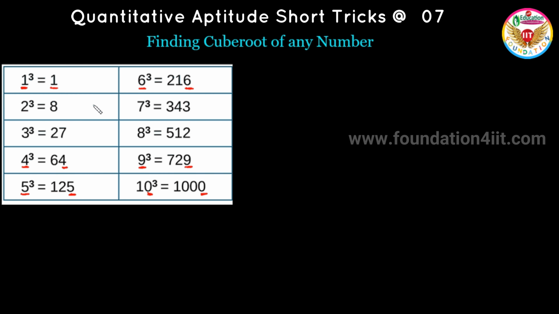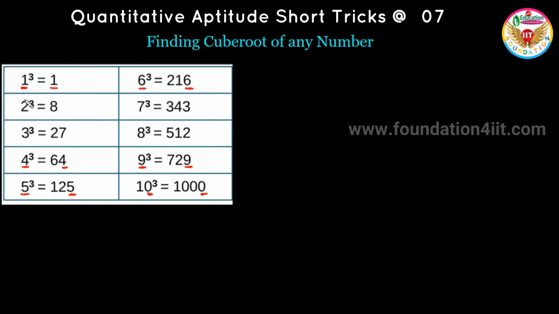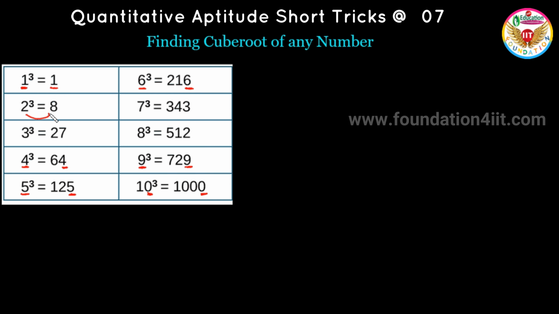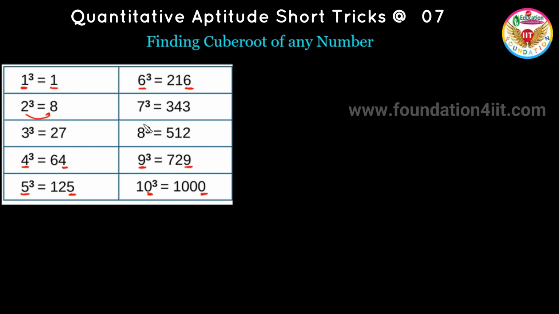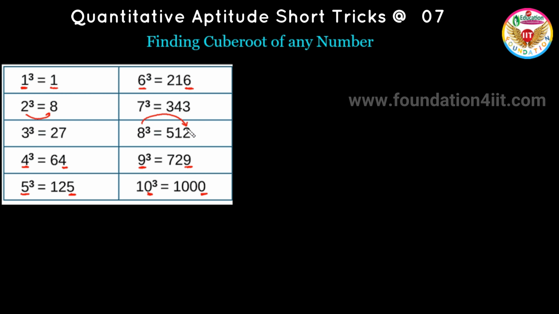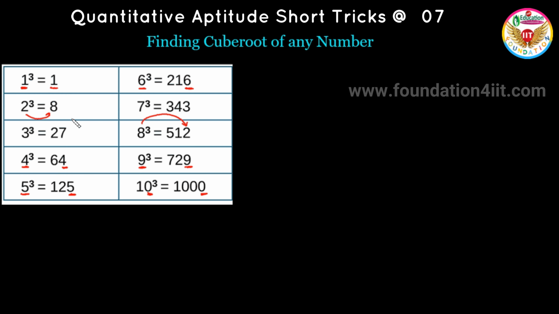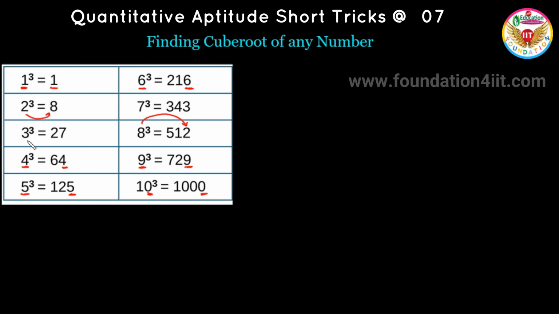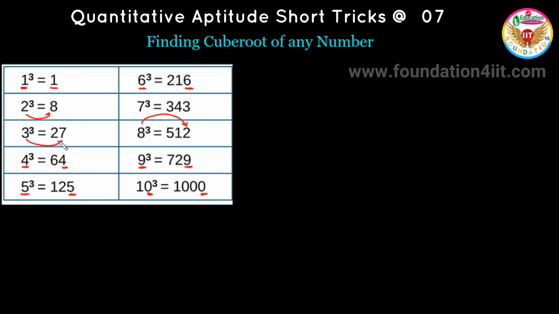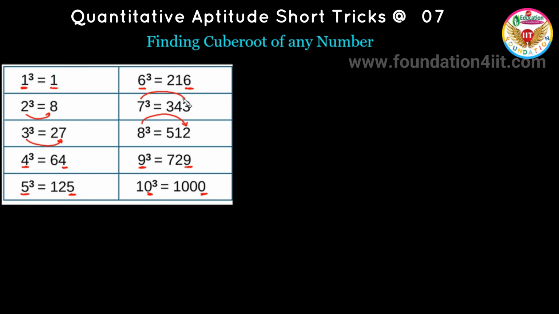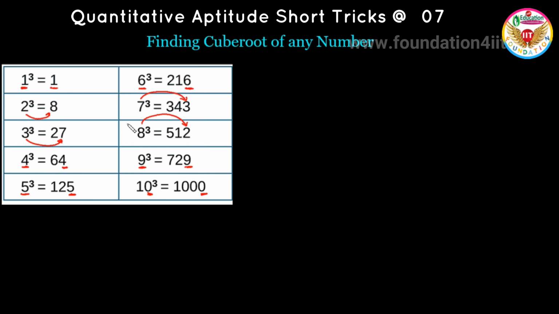And for the other numbers, if you observe the remaining 4 numbers, 2 cube ends in 8, and 8 cube ends in 2. So for 2 we got 8, for 8 we got 2. Next, 3 cube ends in 7, and 7 cube ends in 3. Okay, that you remember. Remaining all are the same. Only for 2 it's 8, for 8 it's 2, for 7 it is 3, and for 3 it is 7.